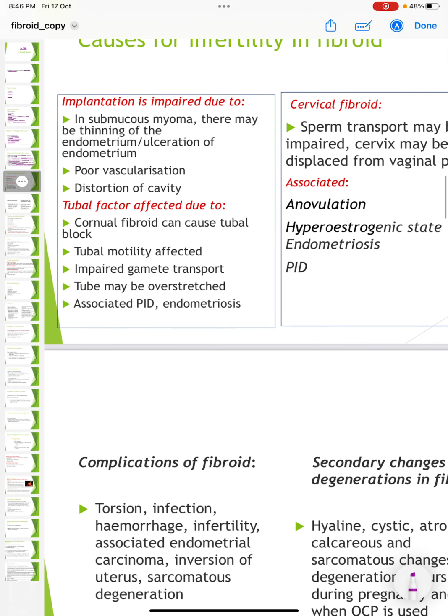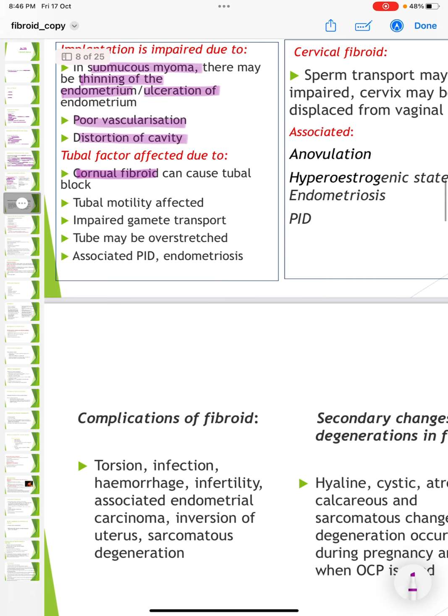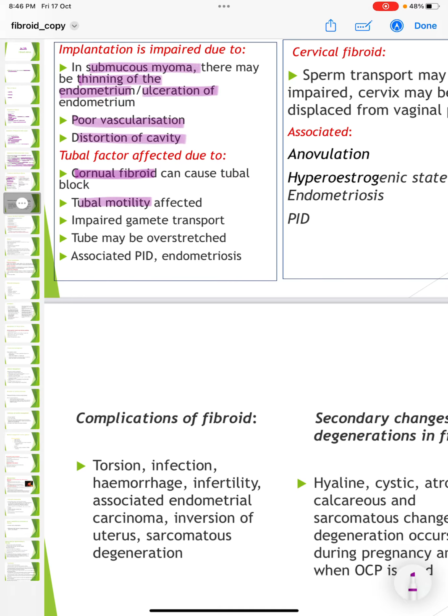So infertility in the fibroid may be because of submucous myoma, which causes thinning of the endometrium, and there is ulceration of the endometrium, poor vascularization, cavity distortion. Tubal factor, if it is cornual fibroid, which causes tubal block and affect the tubal motility, impaired gamete transport.